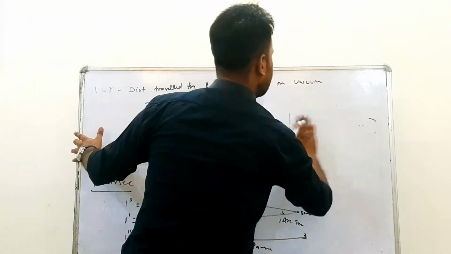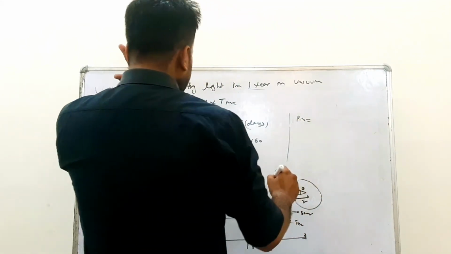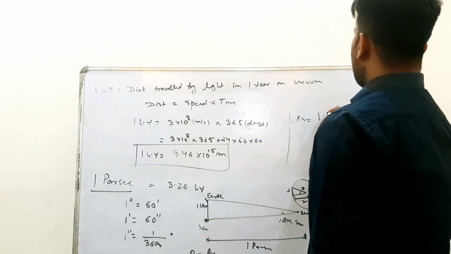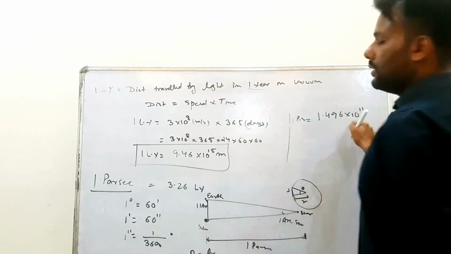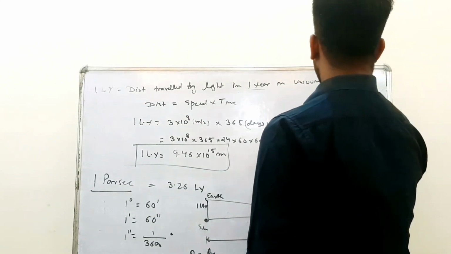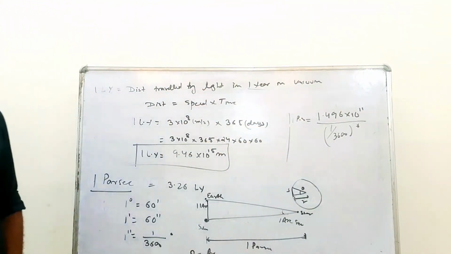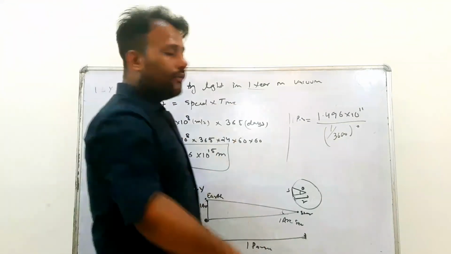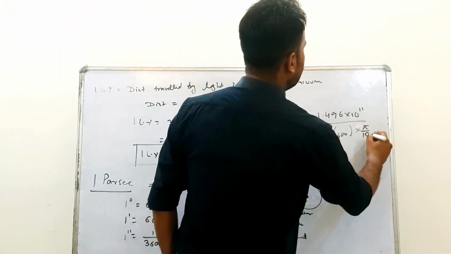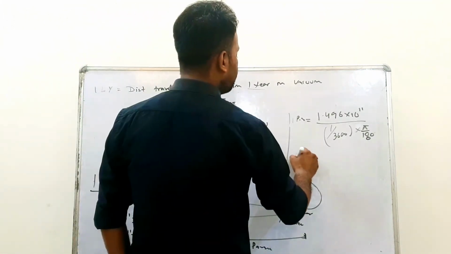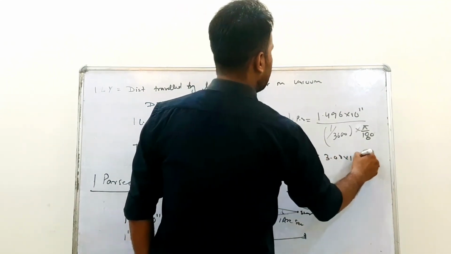So when we calculate this, 1 parsec will be equal to the arc, that is 1 AU, or 1.496 into 10 to the power 11 meter, divided by 1 upon 3600 of a degree. Now we can't directly use the degree, as I discussed in the first lecture. We have to convert it into radians, so we multiply by pi upon 180. When you multiply these, this will be equal to 3.08 into 10 to the power 16 meter.